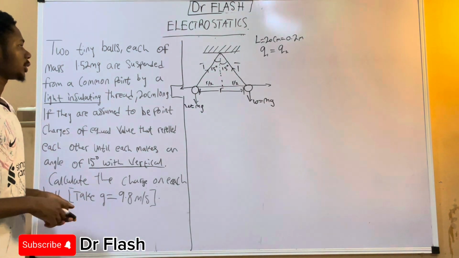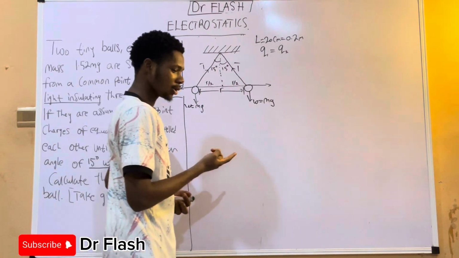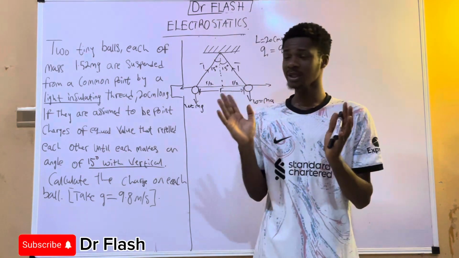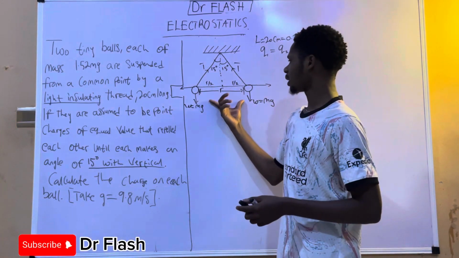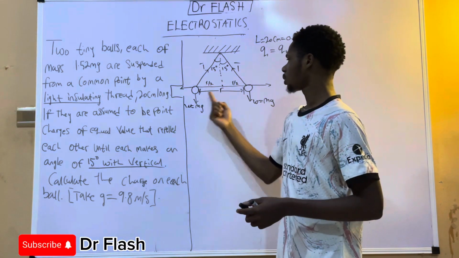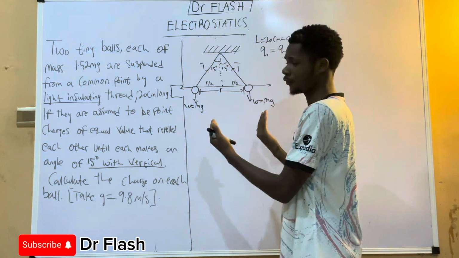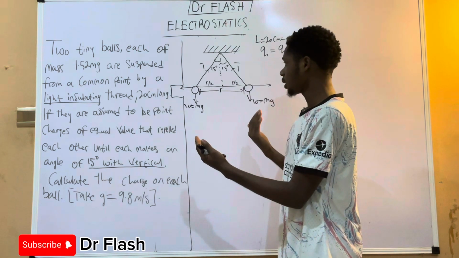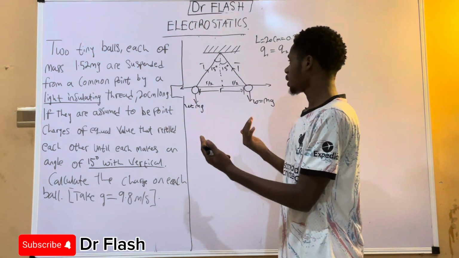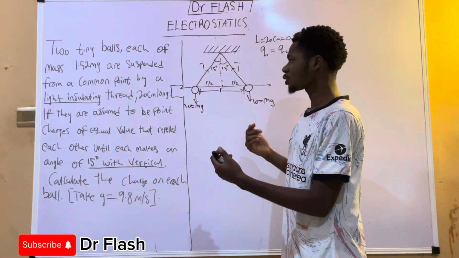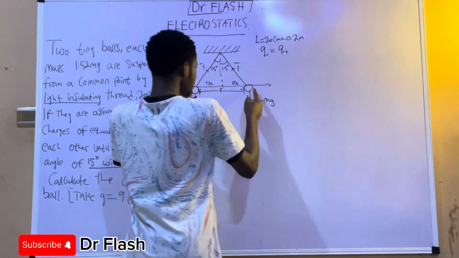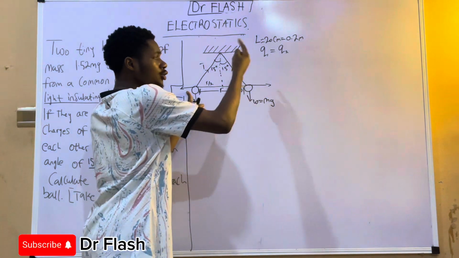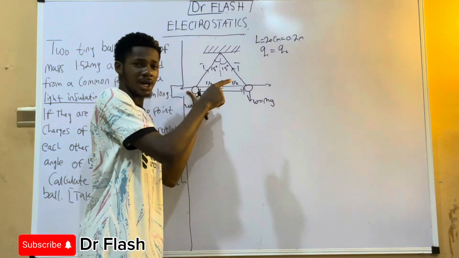Now to find the charge on each ball, here's the trick. You don't have to count the procedure. What you need to take note of is that these two balls are repelling, that is, they are moving away from each other. That is what is going on. And since they are moving away from each other, there is a force of repulsion between both of them, right? And since there is a force of repulsion, we can use that force to calculate the charge.